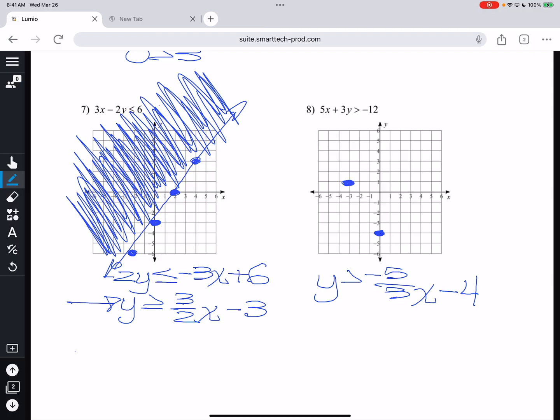So, did we have to flip the flipper? Nope. So are we solid or dotted? We're dotted. And are we above or below? Above. Which in this case, is that left or right? Left. Right. Yeah, it'll be in this area.